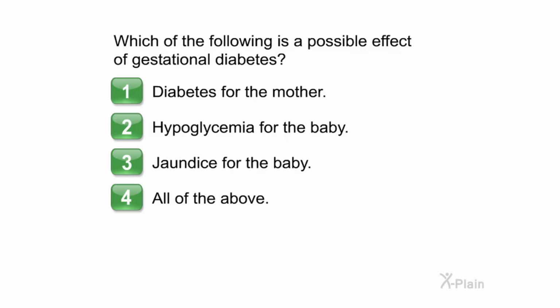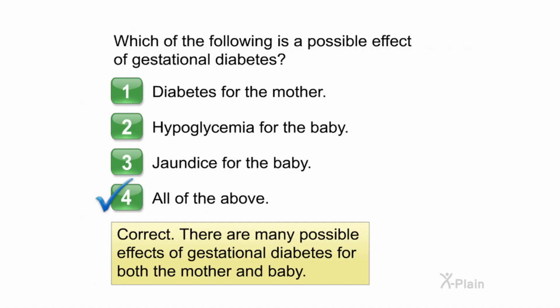Which of the following is a possible effect of gestational diabetes? Choose one of the following options. 1. Diabetes for the mother. 2. Hypoglycemia for the baby. 3. Jaundice for the baby. 4. All of the above. Correct. There are many possible effects of gestational diabetes for both the mother and baby.